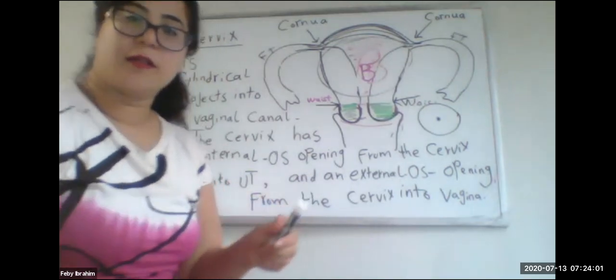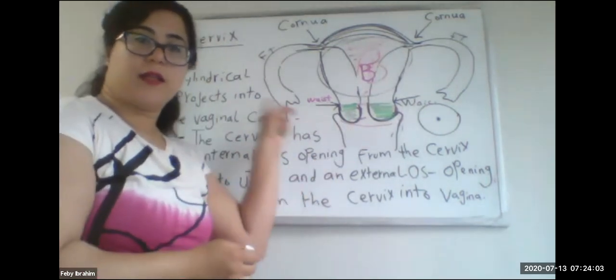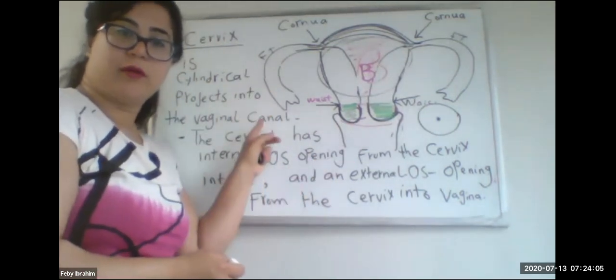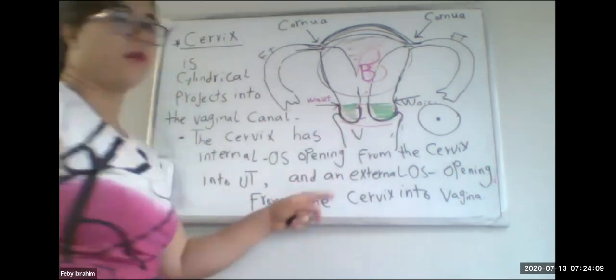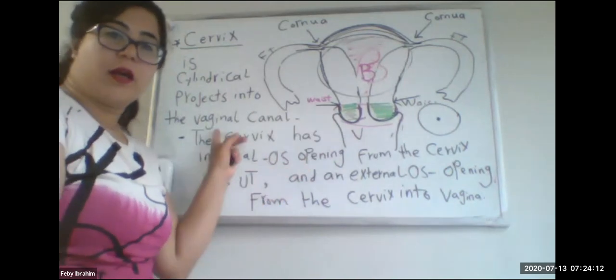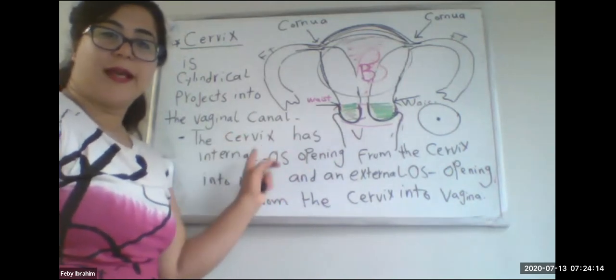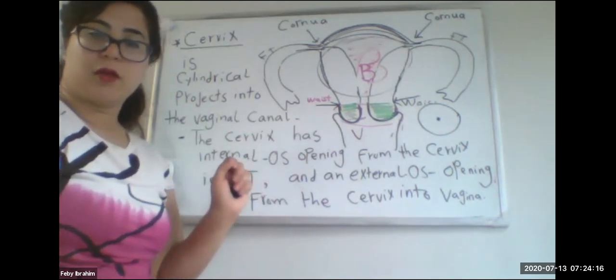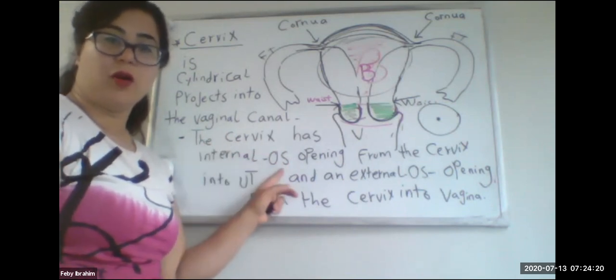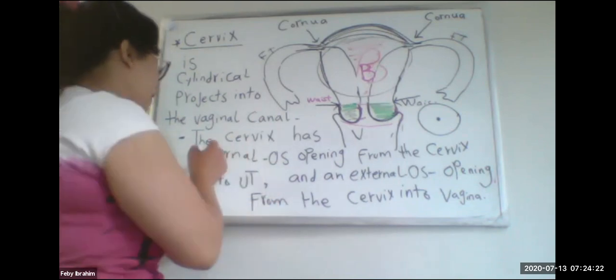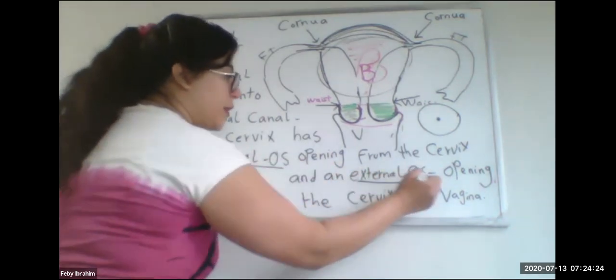The cervix is cylindrical in shape and projects into the vagina. So this is the vagina. And the cervix has two openings. One opening is called the internal os, and the other one is called the external os.